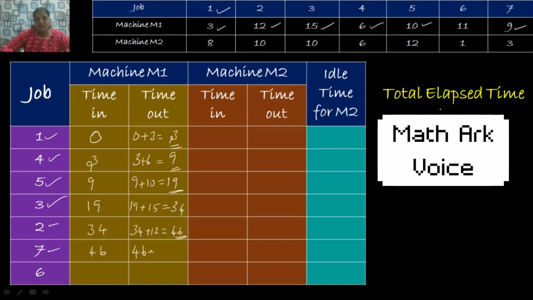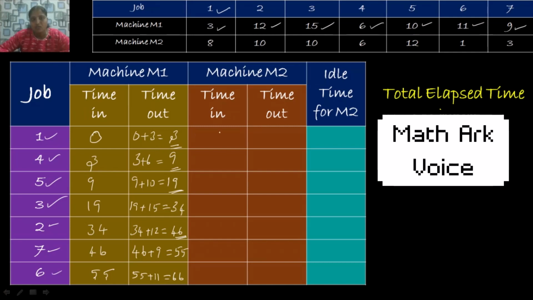So 46 plus 9 equals 55. So job 7 has completed its processing time on M1 at 55 hours. So that is the in time of job 6. Job 6 entered into machine M1 at 55 hours and it needs a processing time of 11 hours. So 55 plus 11 equals 66 hours.